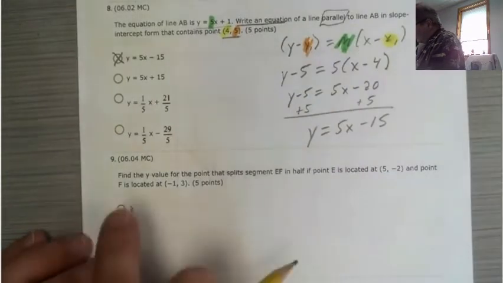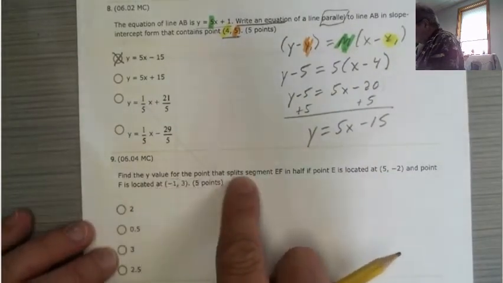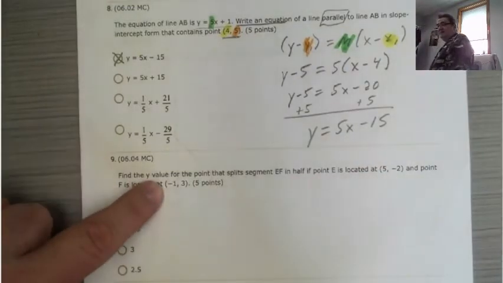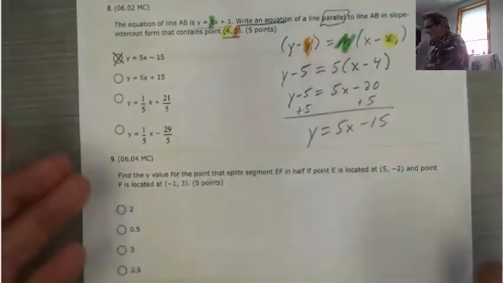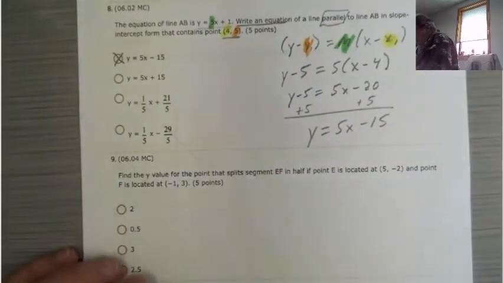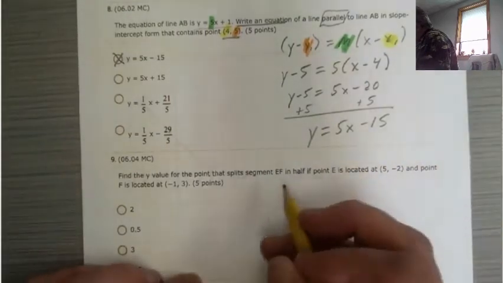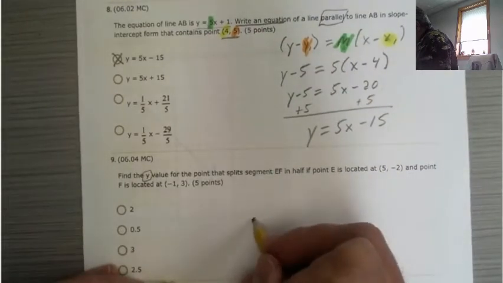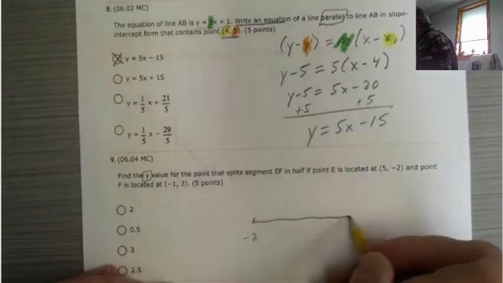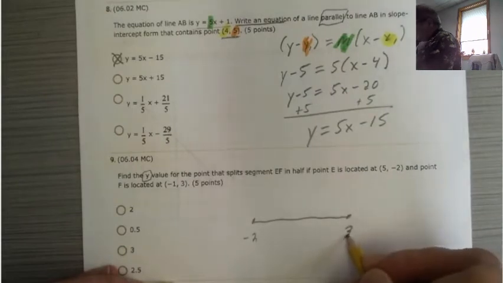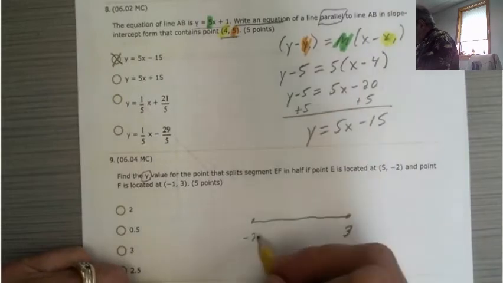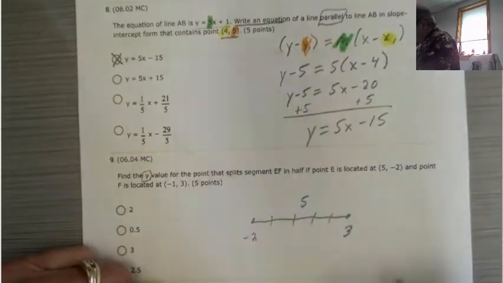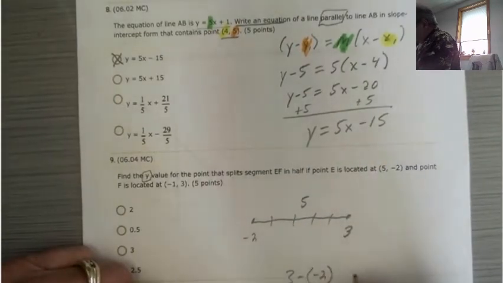All right, find the y value for the point that splits EF in half if E is located at (5, -2) and F is located at (-1, 3). Now, again, you can graph those and try to find the middle, but this is a simple thing. They want the y value only, so the y goes from negative 2 to 3, just think of a number line. So how far is that? Negative 1, 0, 1, 2, 3. It is a distance of 5. If we subtract 3 minus negative 2, we know that is a distance of 5.